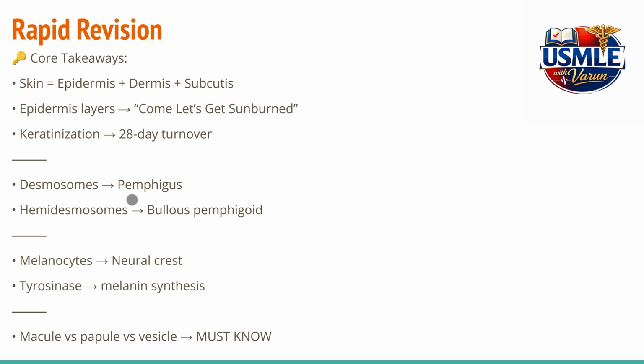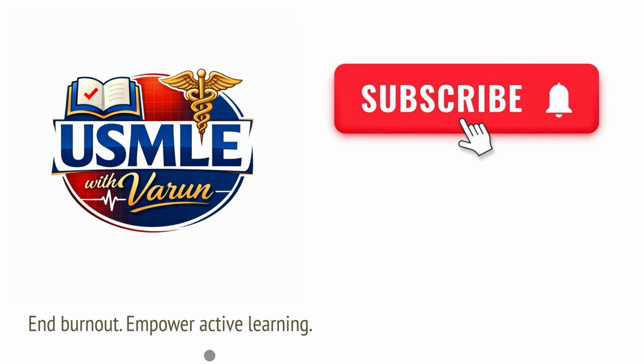Desmosome defects are associated with conditions called pemphigus, whereas hemidesmosome defects are associated with bullous pemphigoid, or blistering disorders. Melanocytes originate from the neural crest cells, and tyrosinase is the enzyme that's associated with melanin synthesis from tyrosine. The most important differentiation that we need to know is between the macule, papule, and the vesicle.